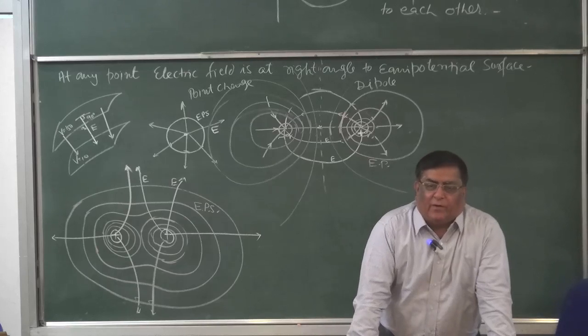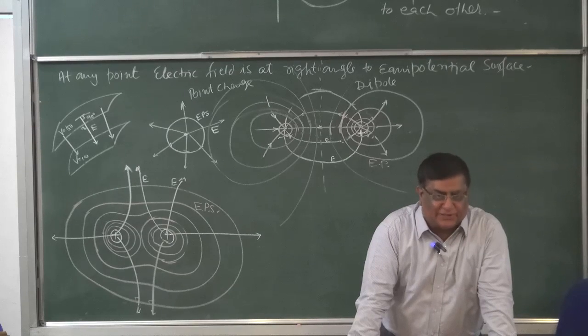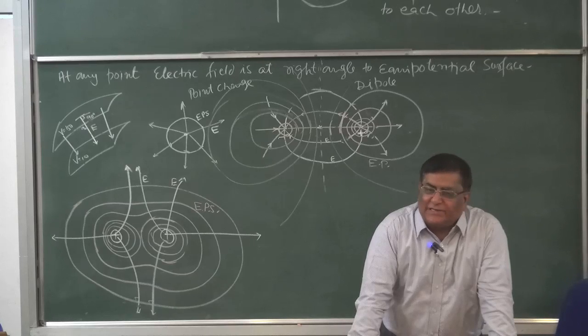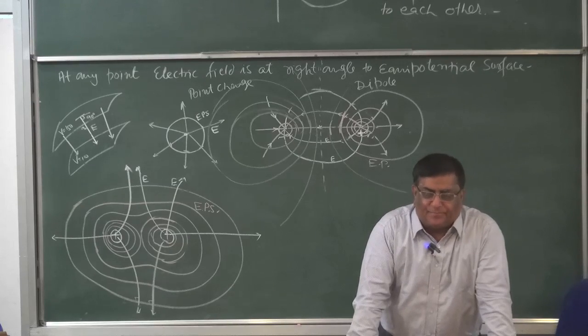Okay, now the final thing for equipotential surface. What we have learned so far: equipotential surface and electric field lines are at right angles to each other. Other thing is, any charge taken from one point to another point on an equipotential surface, the work done is zero. We don't have to do any work.